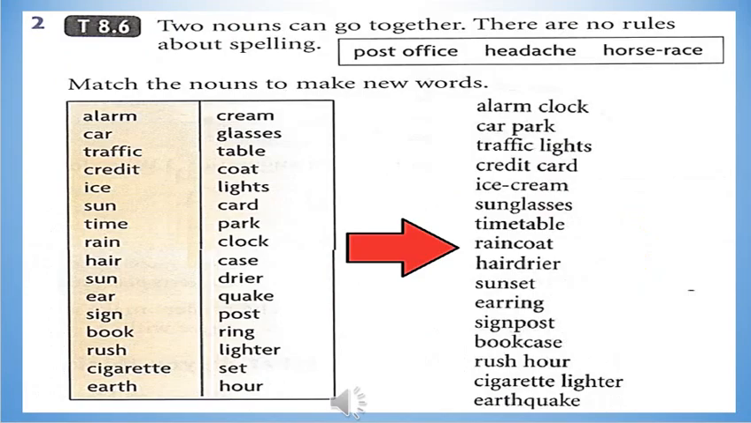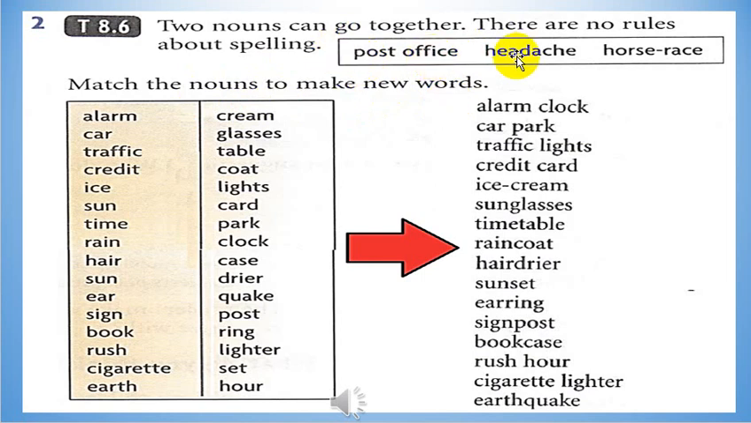Now on 8.6 two nouns can go together. We said that either a verb and a noun or a noun plus noun. يعني words that go together أما يكون متكون من فعل زائد اسم أو اسم زائد اسم. There are no rules about spelling. المشكلة بالإنجليزي إنه يعني ما عندك بالspelling بالإملاء قاعدة فلازم شنو تحفظ الإملاء. Okay. يعني هنا match the nouns to make new words.